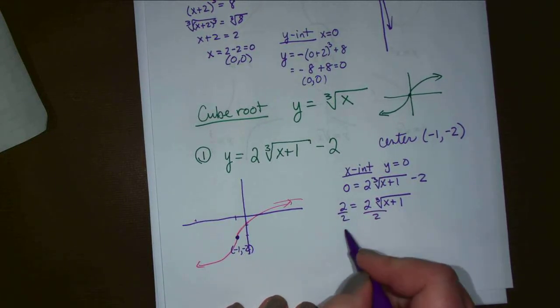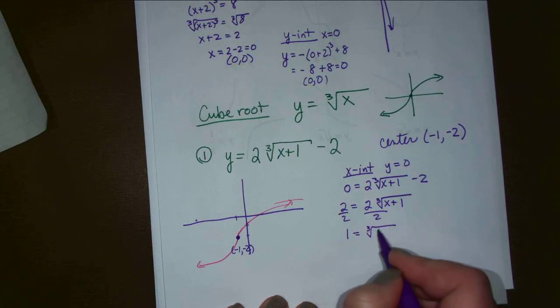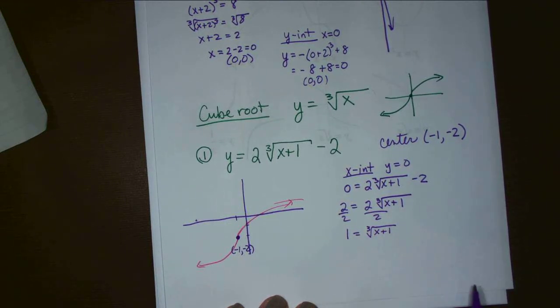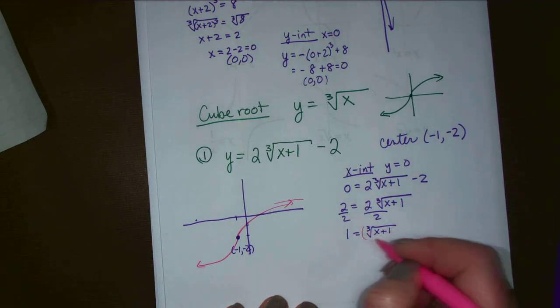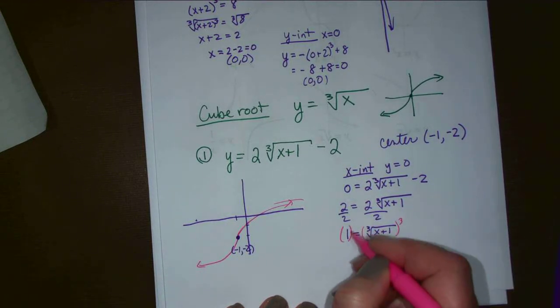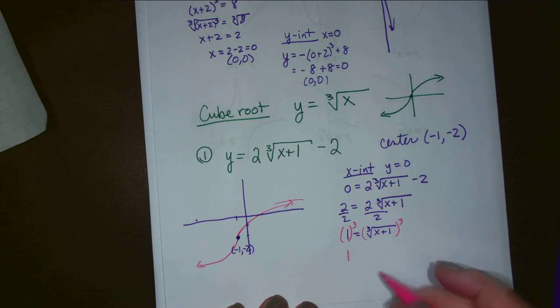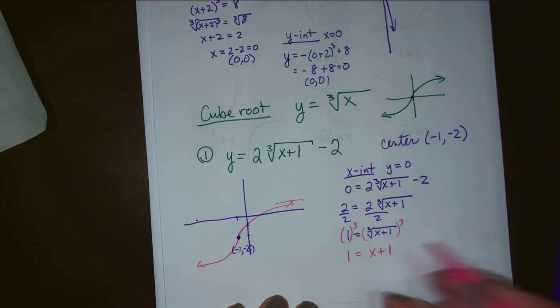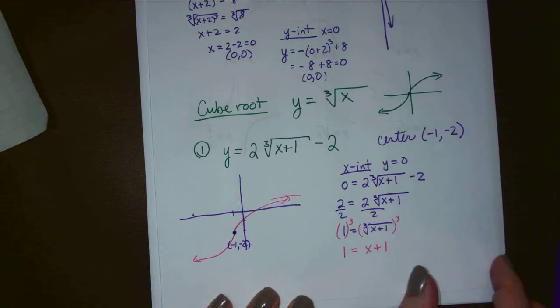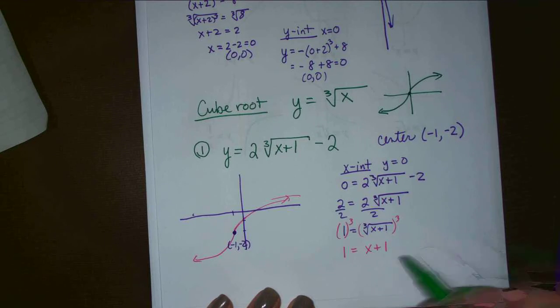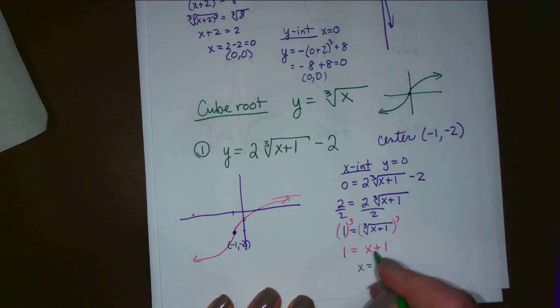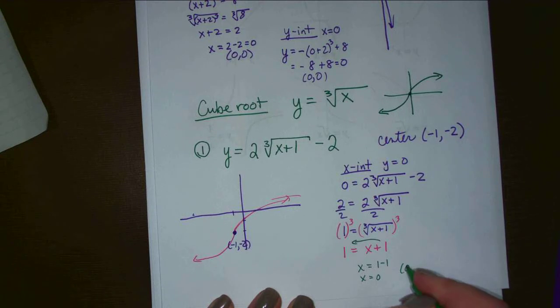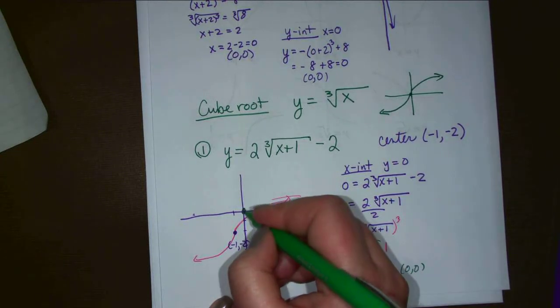So 1 equals the cube root of x plus 1. Now we've got the cube root isolated. How do we get rid of it? Cube both sides. Cube of 1 is still 1, so that's easy enough. And move the 1 over. This is 0. 1 minus 1. So if it goes through at 0, that's both the x and the y.